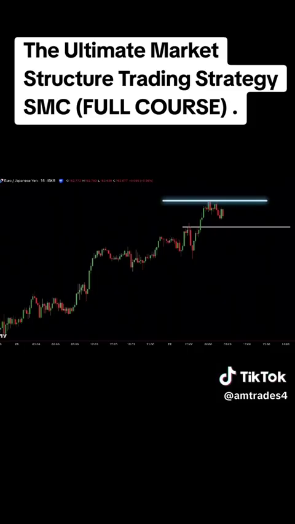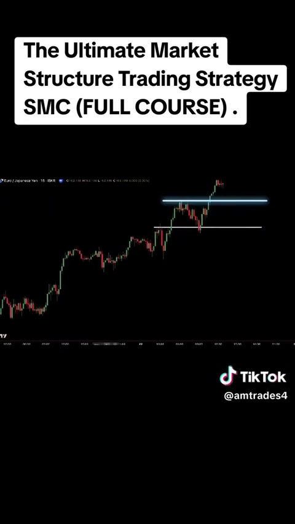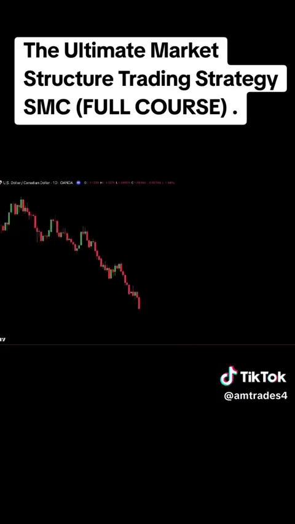At support, buyers step back in, and the next impulsive move begins. This is where traders look for buying opportunities to rejoin the trend. Look at another chart example.